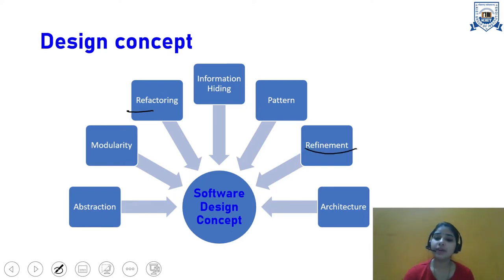So pattern is to find out the similarity and to refine them. Refine means to check what the errors and impurities are, and remove those impurities and errors. And last is your architecture. Architecture is to develop the overall structure of the software. So overall structure designing is under the architecture.